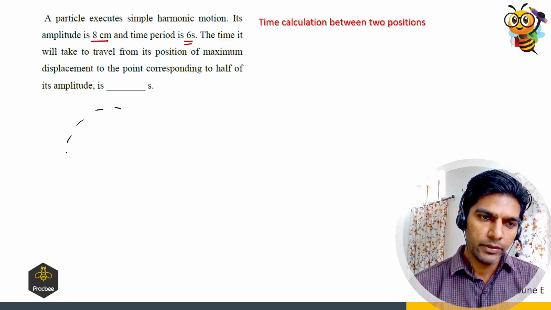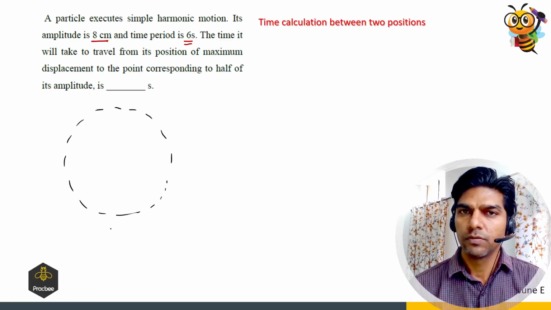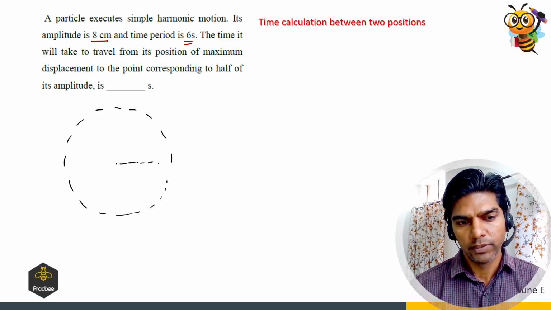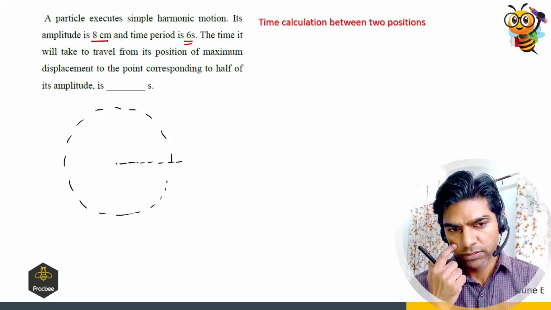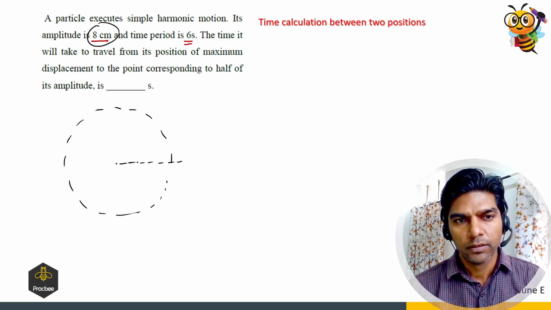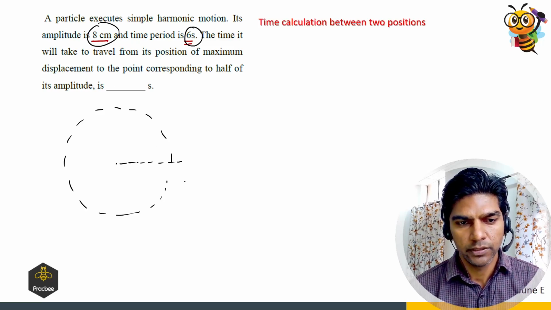Right, so again let me show you with the same approach. There are multiple ways to solve such a question, but this is one of the easiest approaches, without any mathematics. Very little mathematics is required in this approach. So amplitude is given, so the radius will be 8 and time period is 6, and we have to find the time from maximum displacement to the point corresponding to half of the amplitude. Let us say from this position to this position, right?